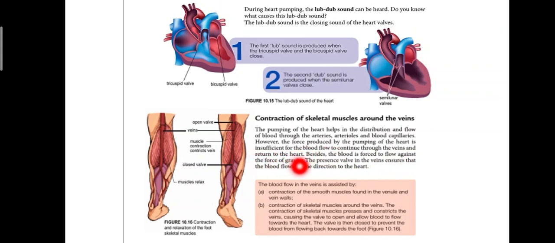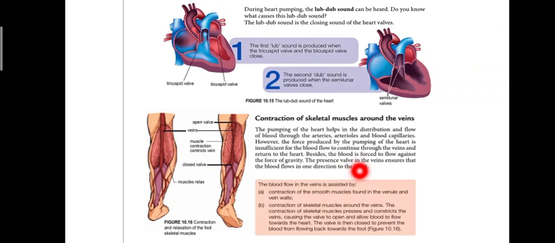So, bagaimana supaya darah kita itu kembali lagi ke jantung? Sebab kalau kita mau pump darah daripada jantung ke seluruh badan, itu adalah disebabkan oleh pumping of our heart. Tetapi bagaimana darah itu kembali lagi ke jantung? Ini dibantu oleh contractions of our skeletal muscle. The blood is forced to flow against the force of gravity. So, bagaimana?